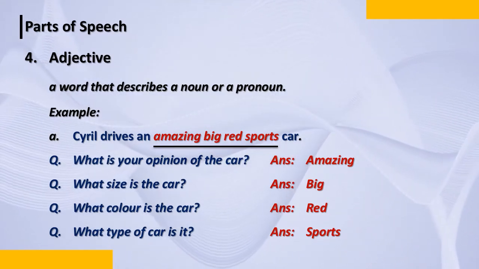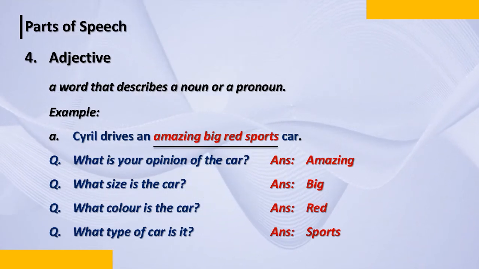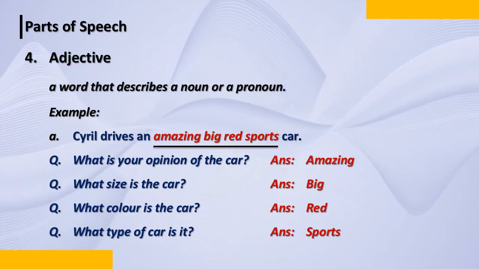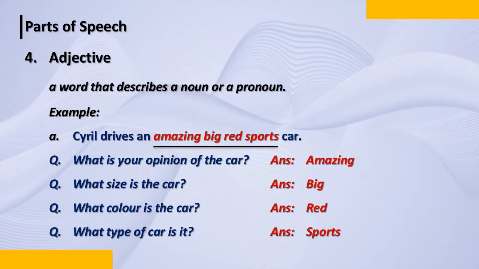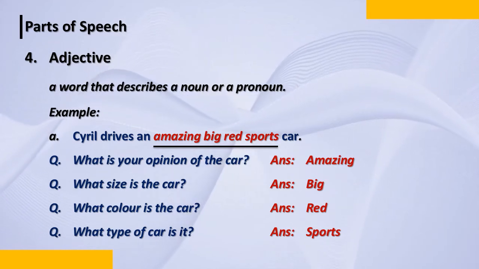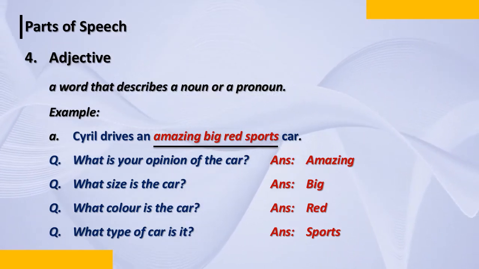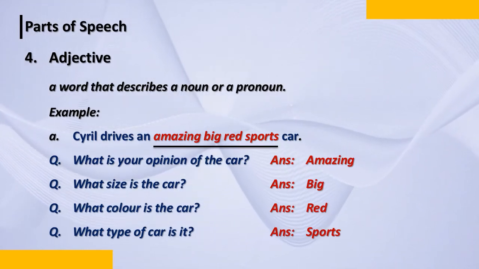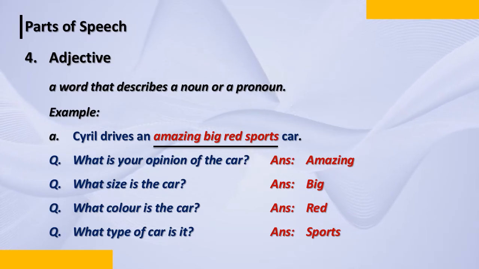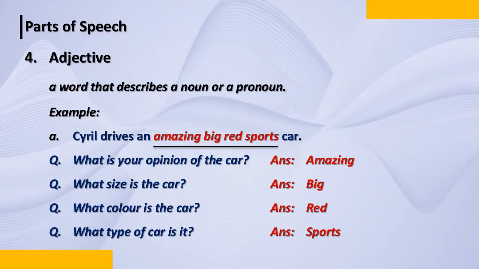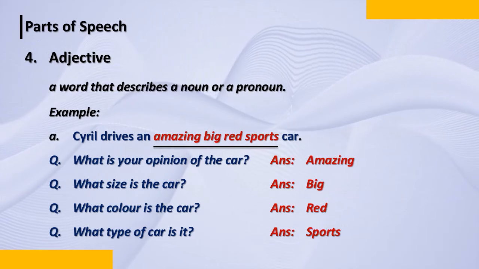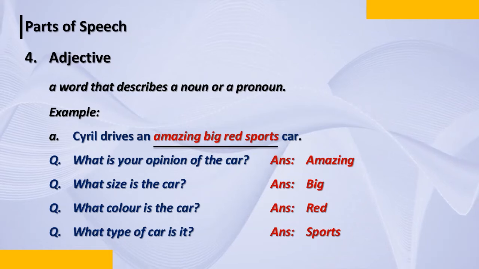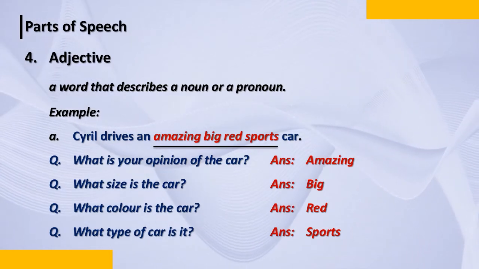My opinion is it's an amazing car. The size of the car, I'm describing it as a big car. What color is the car? It's red. And what type of car is it? It's sports. So in this, Cyril is a noun, drives is a verb because the car is moving and he's driving the car. Car is again an object, so it is a noun. And in between, amazing big red sports is describing the car, which is adjective. An is also an adjective, but I'm going to talk about it later because these are called articles.